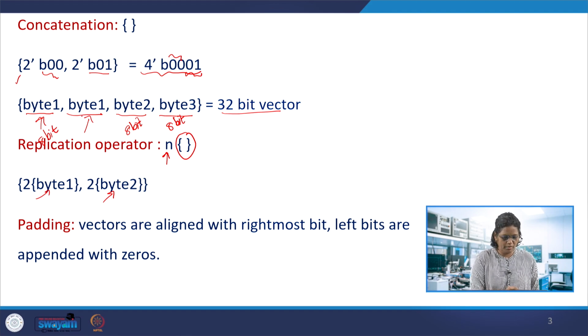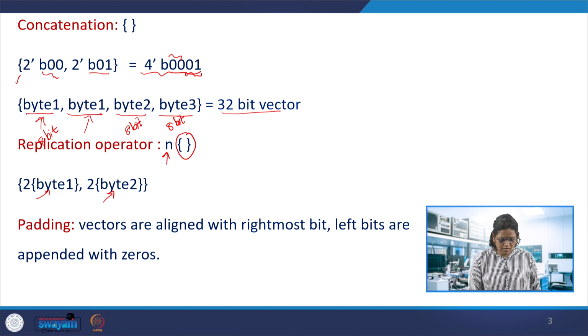Here the byte 1, byte 2, byte 3 values are not shown, but for example we took it to be 8-bit. Or it can be as specified in the program, it can be 4-bit, 2 bits or 3 bits. So this is about the concatenation operator and the replication operator.